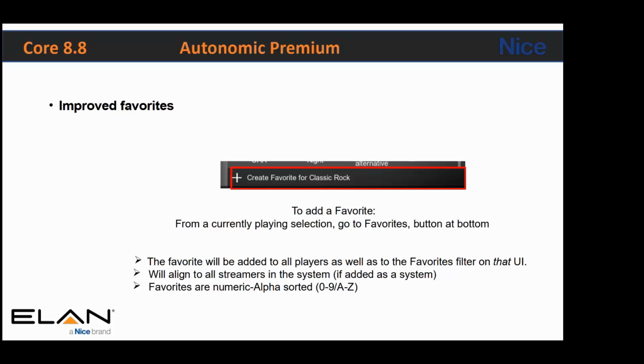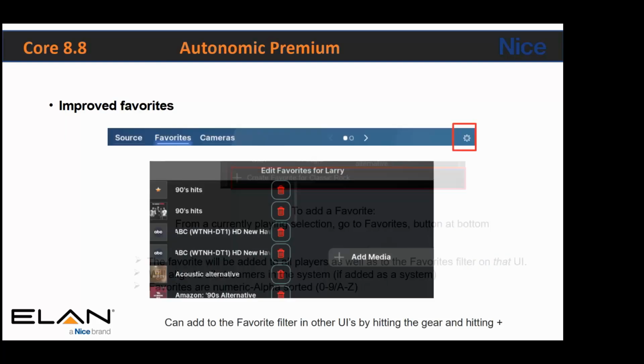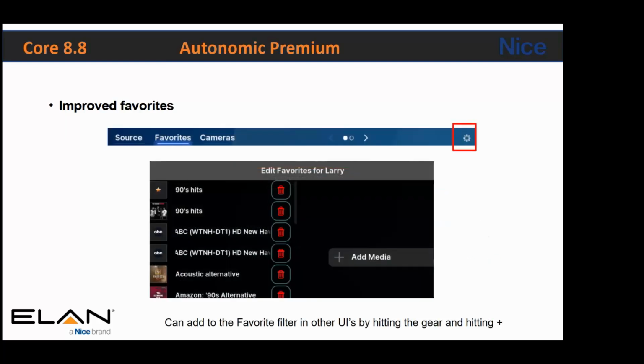To add a favorite, there's a big button on the bottom of the favorites screen in the main UI. A couple things about this. First of all, the favorites are alpha. They're sorted numeric alpha. So numeric first, then A to Z. If I save a favorite from a UI, so say my Office touchscreen, if I hit save, it adds the favorite to this specific zone, right? If I go to different zones, so I have another touch panel in my kitchen, that favorite on the main page isn't going to be there. It'll be in the UI for the streamer, but not on that main zone page.